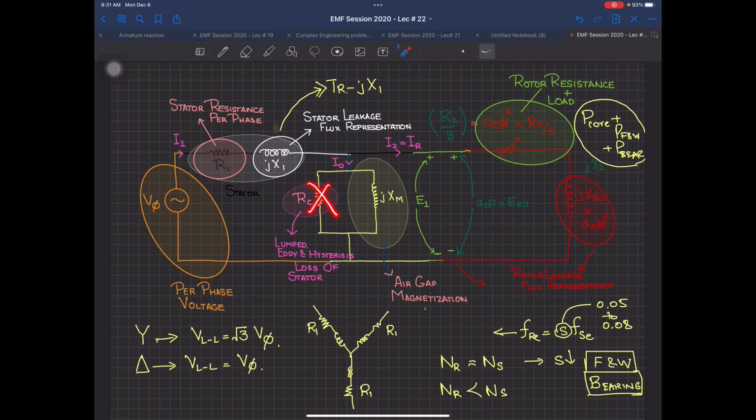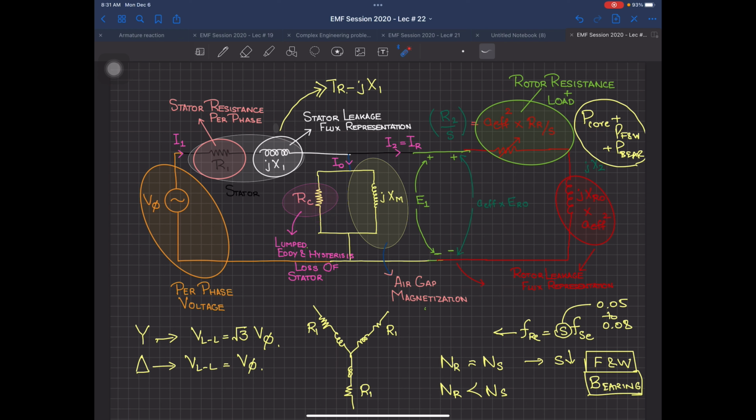So this is also done in some numericals, so don't get confused. If the RC value is not given, then they normally give the value of P core plus friction and windage plus the bearing losses or any other losses as a constant lump. Then in that case, this RC is not there.